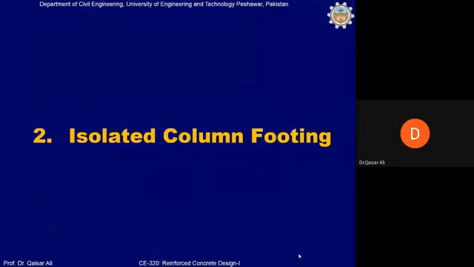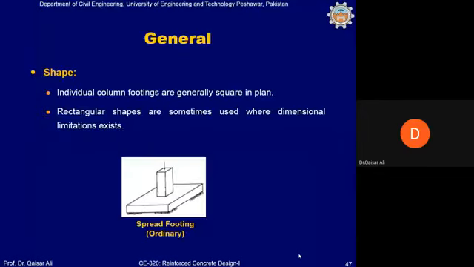Okay. Thank you. So now we will be discussing the design of isolated column footing. Last time we covered the design of wall footing. This is very easy if you learn the design of wall footing. So column footing design will not be difficult for you. As you have seen in the first lecture on footing, an isolated column footing consists of an individual column footing, which is generally square in plan, but rectangular shapes are also possible.